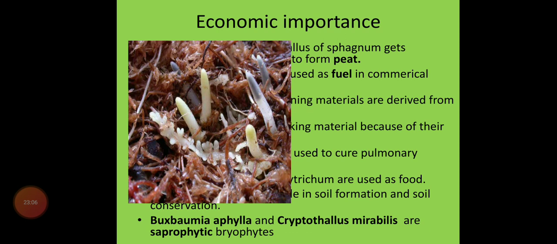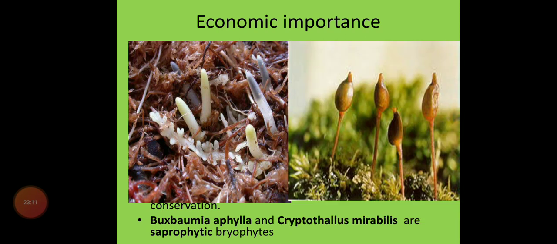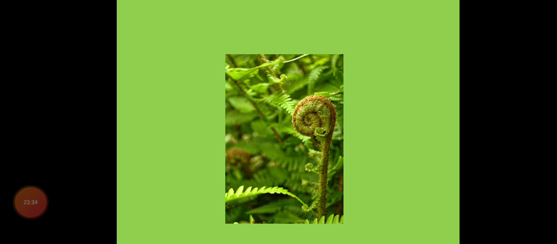See the picture: this is Buxbaumia aphylla, and this is Cryptothallus mirabilis. Due to the lack of chlorophyll, they cannot prepare their own food. They take nourishment from dead and decaying organic matter. Good examples of these saprophytic bryophytes: Buxbaumia aphylla and Cryptothallus mirabilis. Okay, that's all the information about the bryophytes.